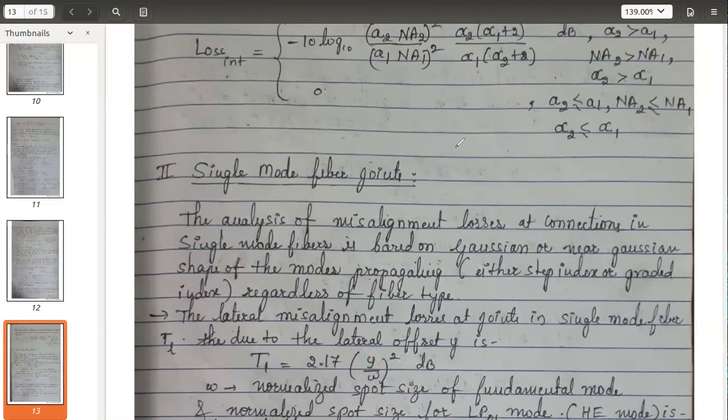We have seen what is an offset. If this is your optical fiber, the first one, and this is your second optical fiber, due to this offset there is some mismatch, right? The overlapping area, the common area available, is small. Actually it should have covered completely, but because of the misalignment, some part is left. So this is your y.